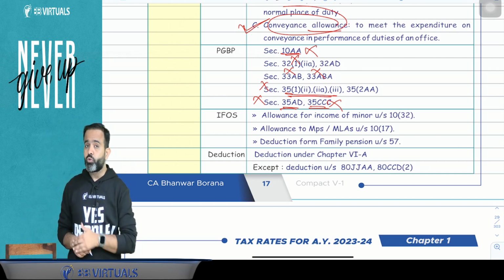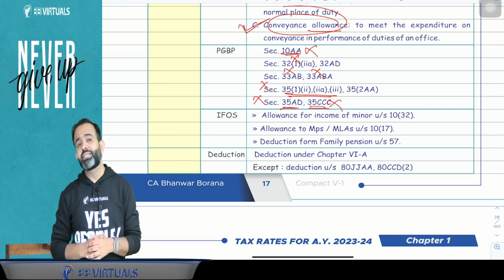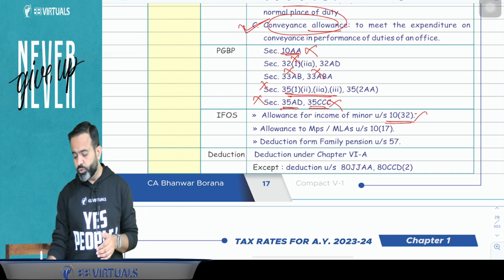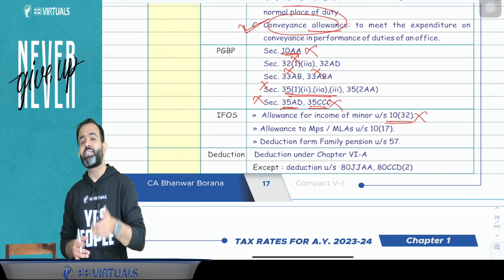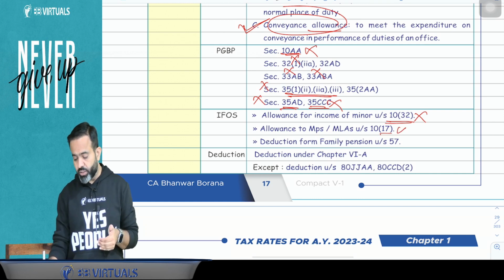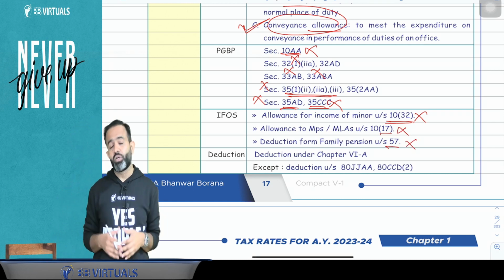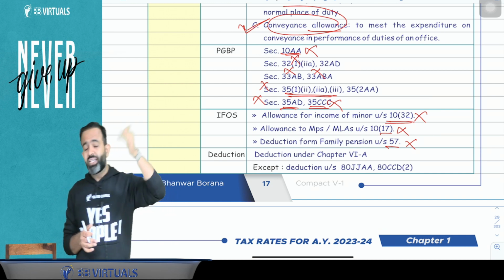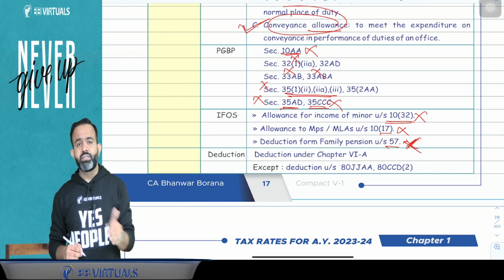If you check other sources, you know that whenever a minor child's income is included in the income of the parents, then parents can claim the 1,500 exemption under section 10(32); that exemption is not allowed. MP and MLA can claim the exemption for constituency allowance or daily allowance; that exemption is not allowed. Under section 57, family pension deduction is available, but that deduction is not allowed. Family pension deduction is 15,000 per annum or 1/3 of the family pension, allowed under section 57, and that is not allowed if the assessee opted for this section.